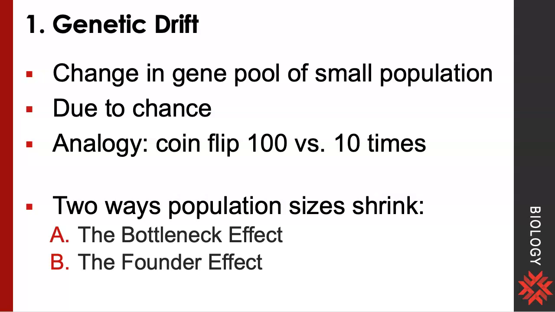So with genetic drift, if you reduce that sample size, reduce that population size, well then you might not have the same allele frequencies. So you could have a random change in the gene pool when you reduce that population size. So how does that population size shrink? Well, there's a couple of ways that this happens. One is the bottleneck effect and the other is the founder effect.